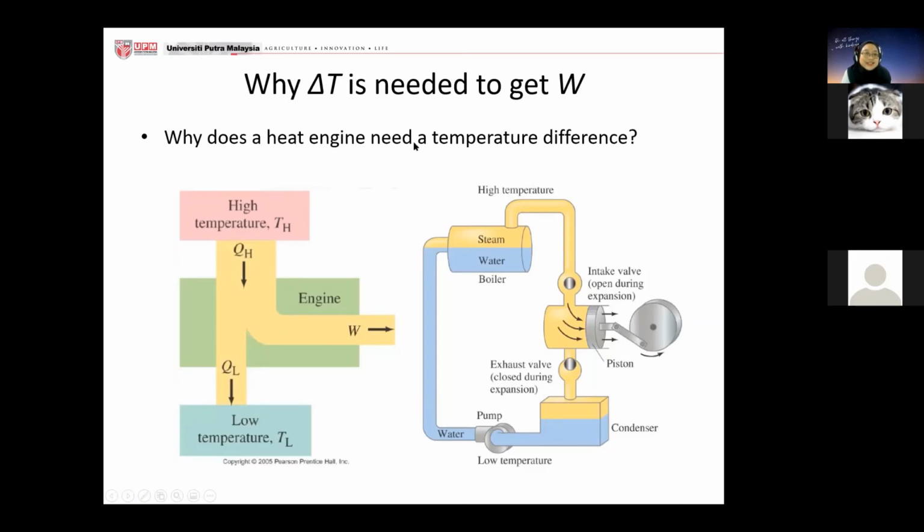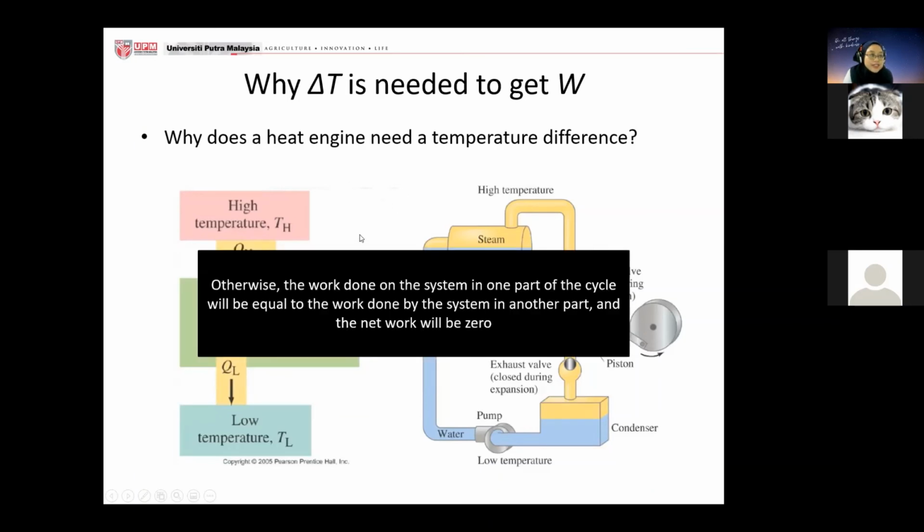Why does a heat engine need a temperature difference? This is not a question, I will just answer. Otherwise, the work done on the system in one part of the cycle will be equal to the work done by the system in another part, and the net work will be zero. This is the long explanation, but you can just look at it this way. If there's no temperature difference, the system is in thermal equilibrium. So definitely you're not going to get any work done, right?